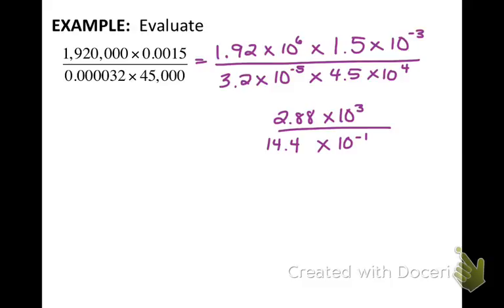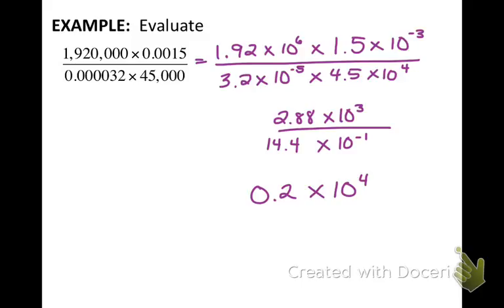Okay. So what would I do with my exponents here when I'm dividing like bases? Subtract them. So it's 3 minus a negative 1, or 4. So that becomes a 10 to the 4th. And then if I take 2.88 divided by 14.4, I get 0.2. Well, my final answer should be written in scientific notation.